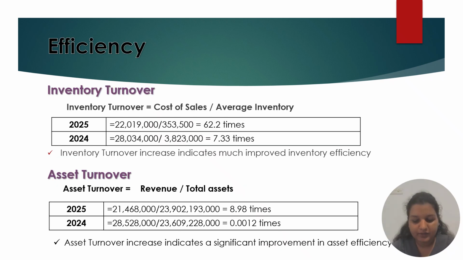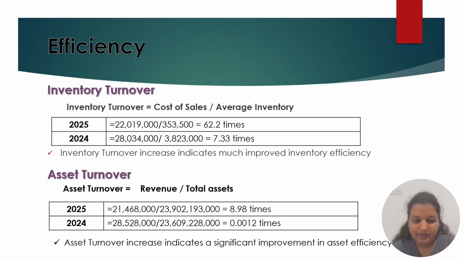Next one is efficiency. Under efficiency, the first one is inventory turnover. The inventory turnover is calculated as cost of sales divided by average inventory. 2025, the inventory turnover is 62.2 times. 2024, 7.3 times. Inventory turnover increase indicates much improved inventory efficiency compared to the previous year.